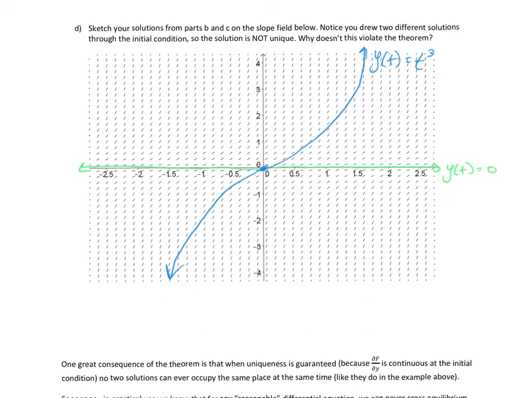So we see that the solution through 0, 0 is not unique in this case. Why doesn't this violate the theorem? Because if you remember, we checked that the partial with respect to y of y^(2/3) is not continuous at the point 0, 0, so we are not guaranteed uniqueness.